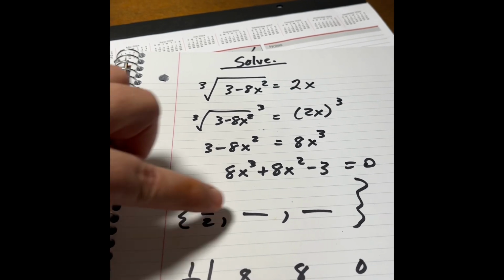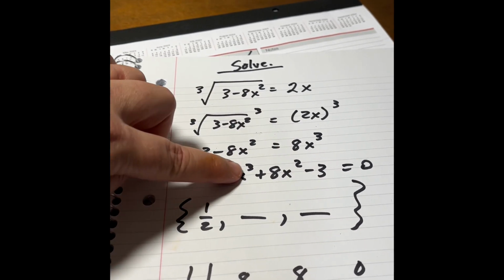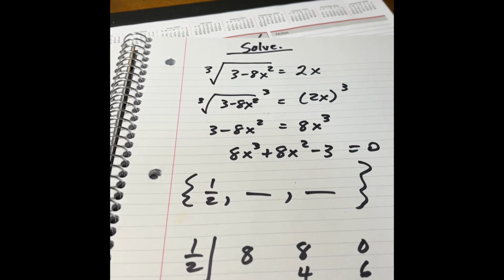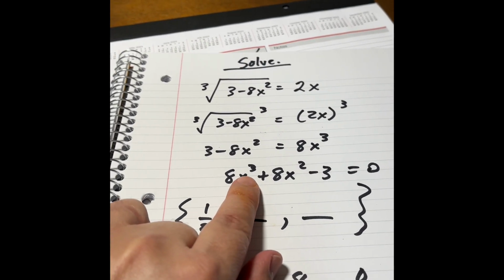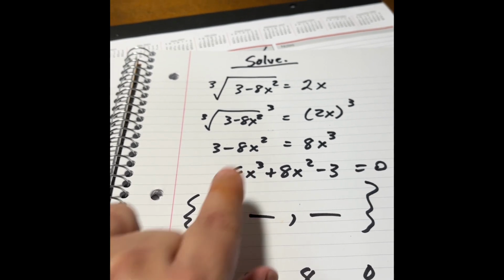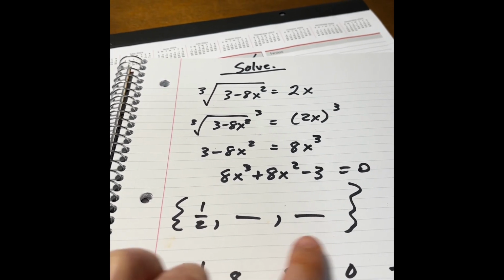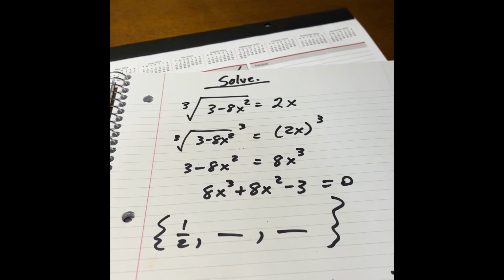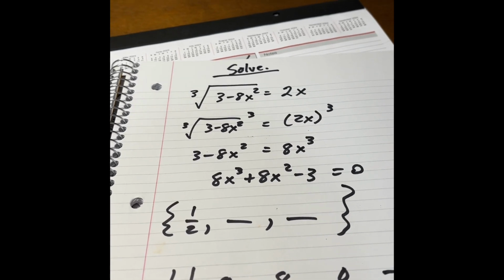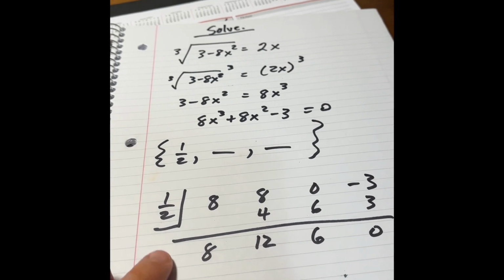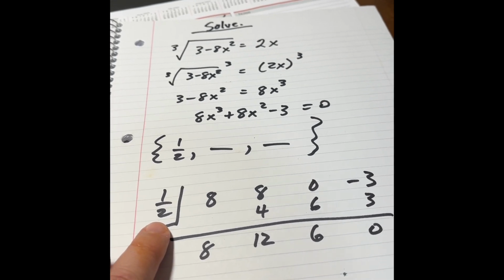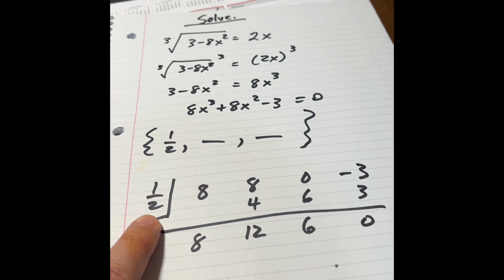And I know I have 3 answers altogether because this is raised to the 3rd power. So the fundamental theorem of algebra says that whatever the highest degree is of this polynomial, that's how many answers you're going to have. So I found 1. I know I'm going to have 2 more. So since 1/2 did prove to be an x-intercept, I write 1/2 in the box. And I'm going to do synthetic division to find the other answers.